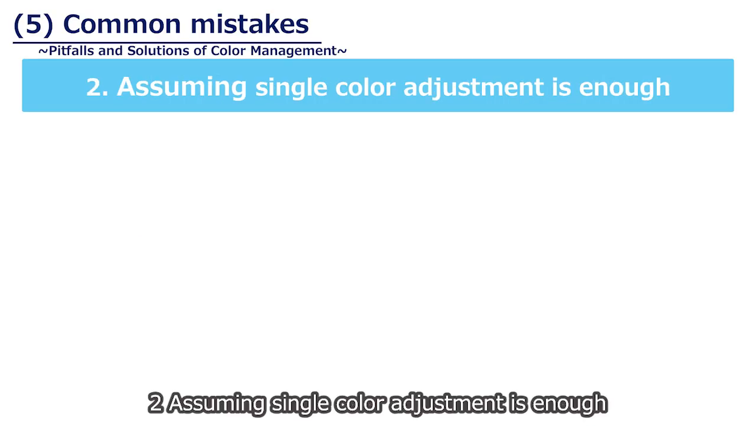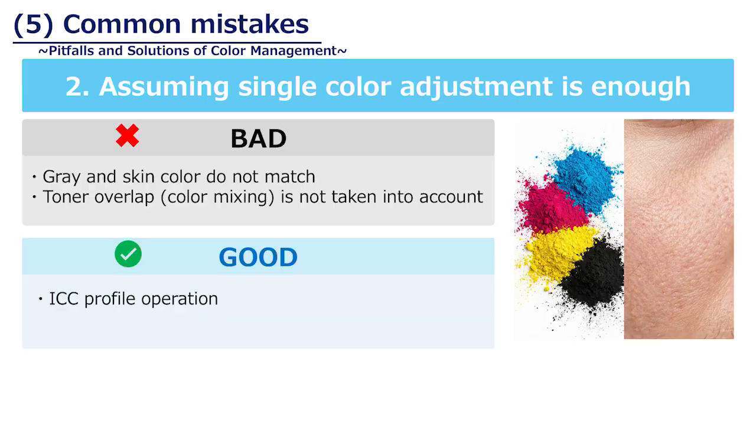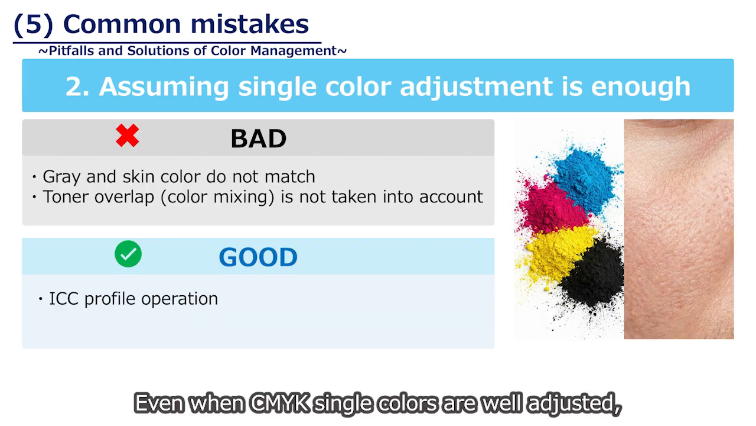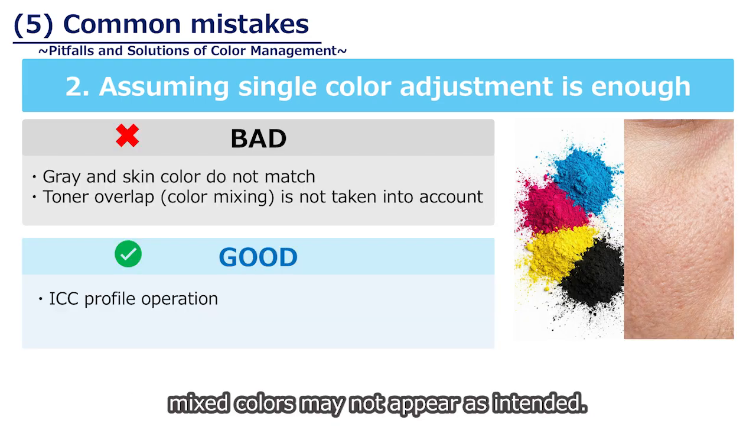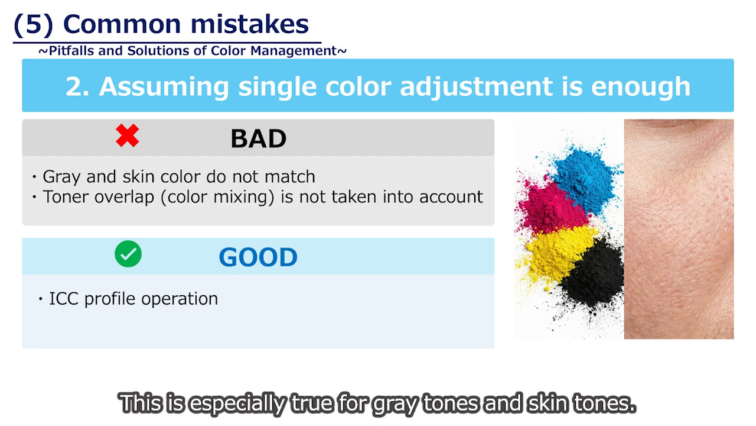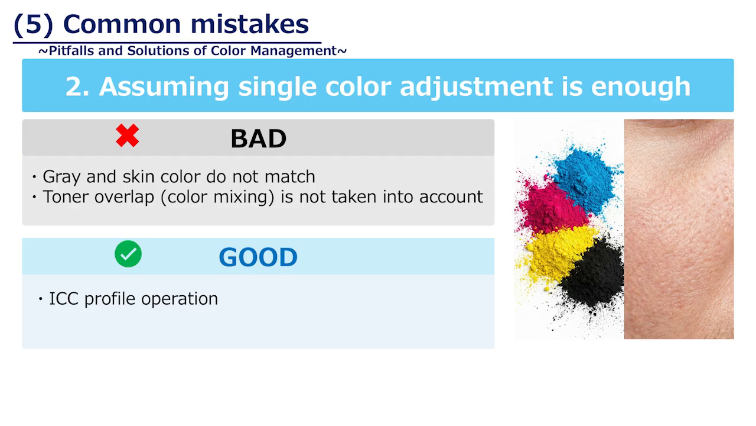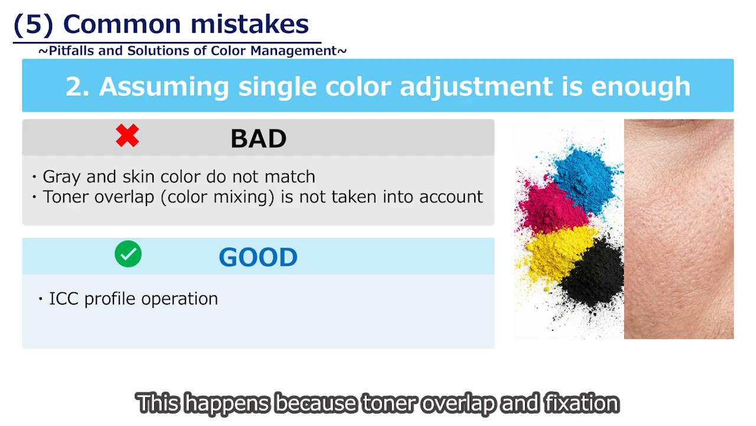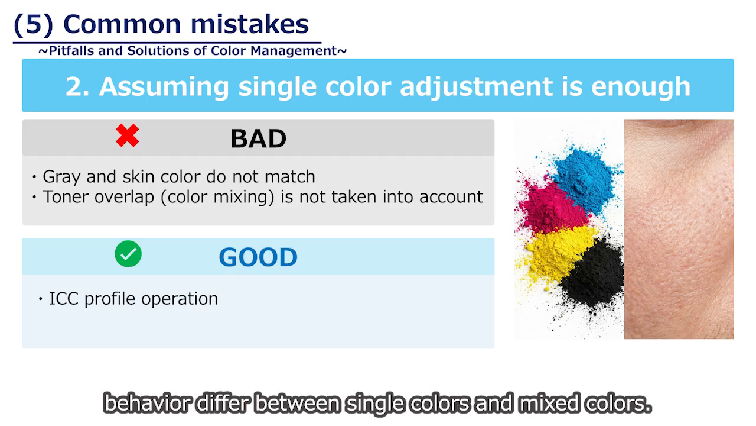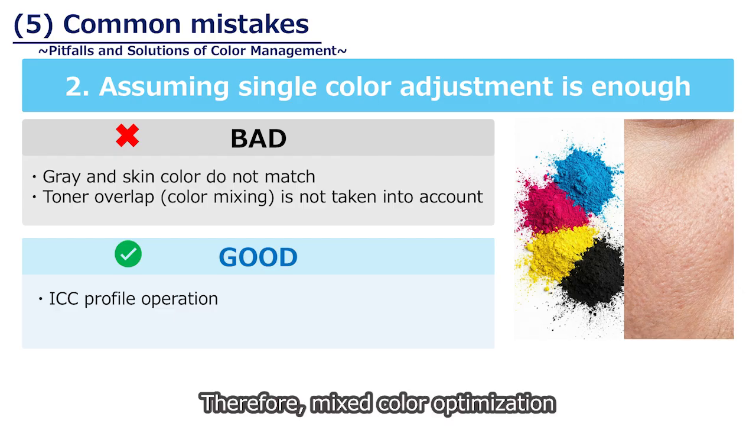2. Assuming single color adjustment is enough. Even when CMYK single colors are well adjusted, mixed colors may not appear as intended. This is especially true for gray tones and skin tones. This happens because toner overlap and fixation behavior differ between single colors and mixed colors. Therefore, mixed color optimization using ICC profiles is essential.